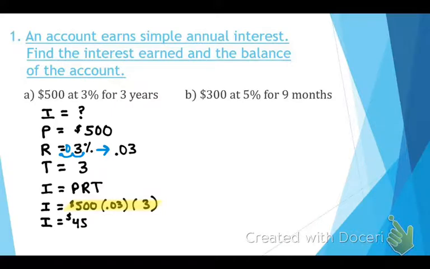$45, okay? So now it asks me to do another thing. It says find the interest, which we did, and the balance. The balance means how much money do they have now? So they put in $500 to the bank. They earned $45 interest. How do I figure out what my ending balance would be? You just add the two of those together, okay? So guys, what is 500 plus $45? $545. And that is what the new balance is that you have.